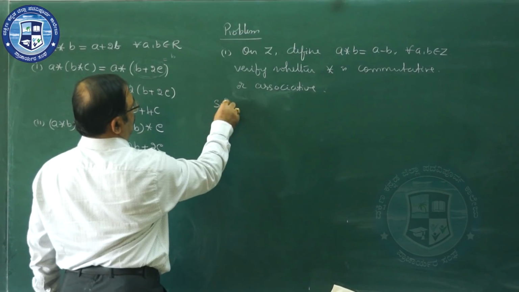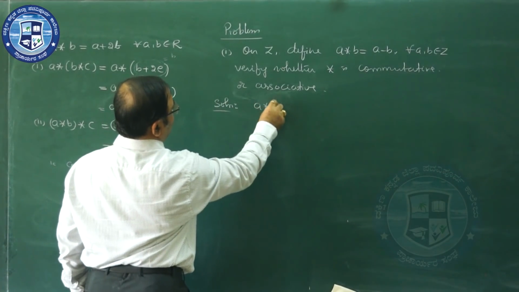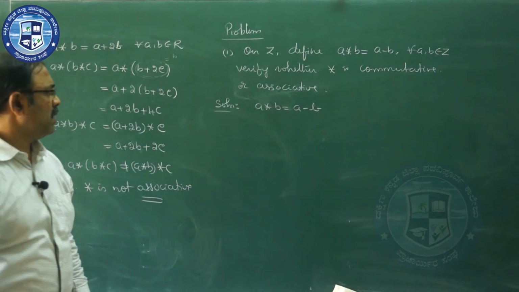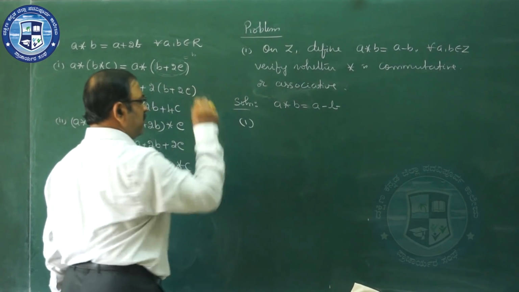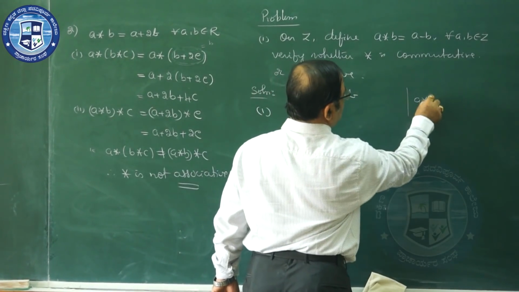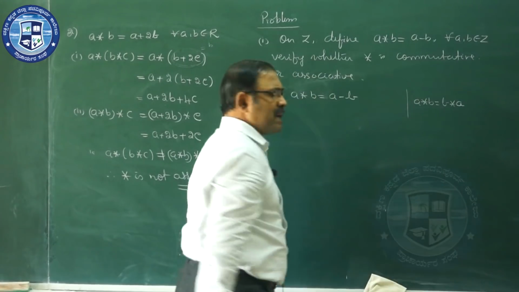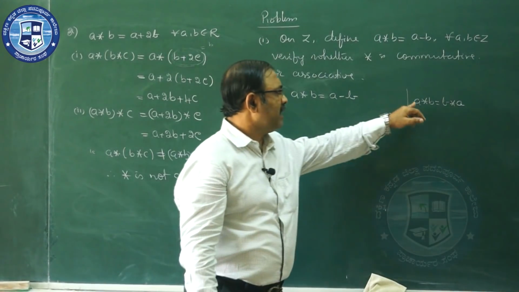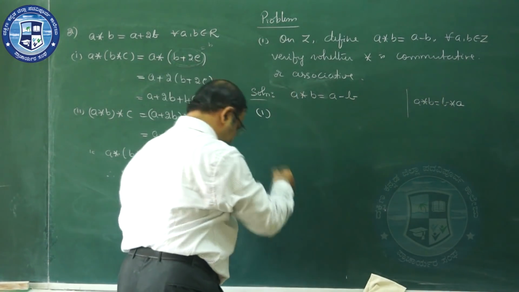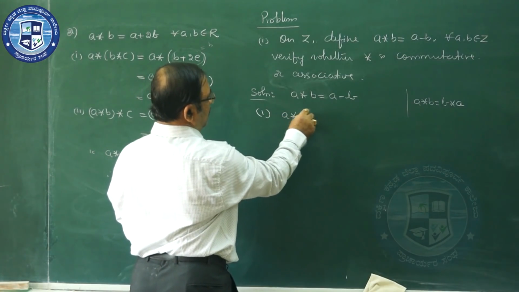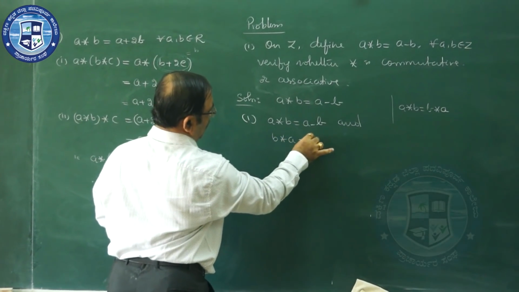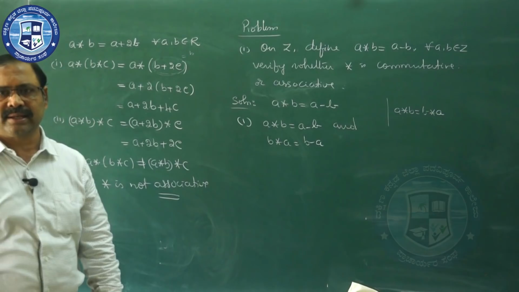Now, first they have given the definition A star B is A minus B. First I am verifying for the commutative property. What is commutative property? Tell me. A star B is equal to B star A. Now, here we write A star B is equal to A minus B, and what is B star A? B minus A, correct?